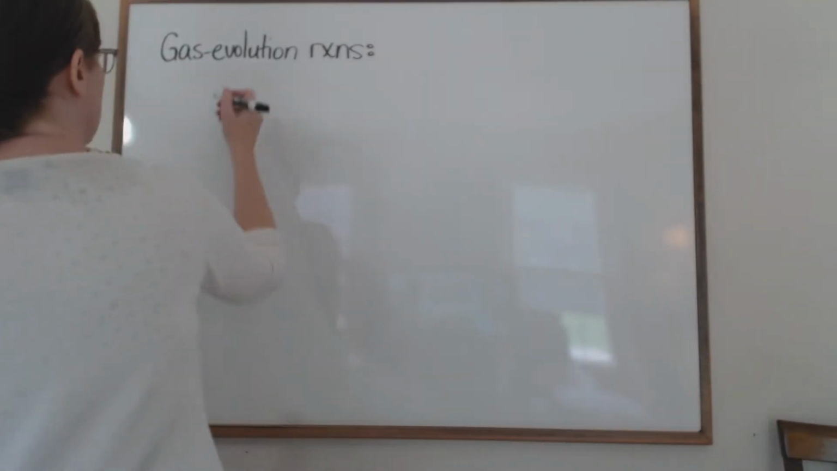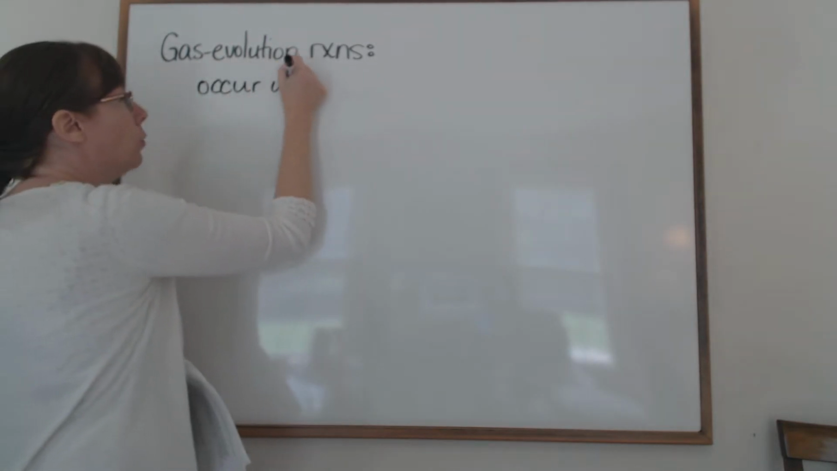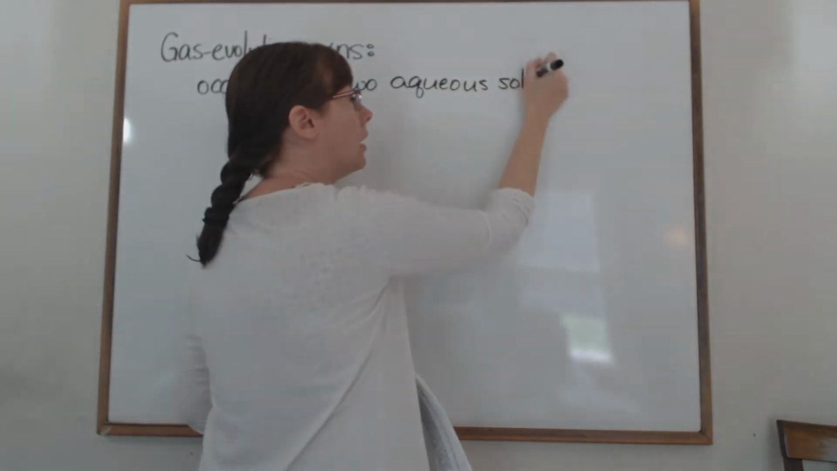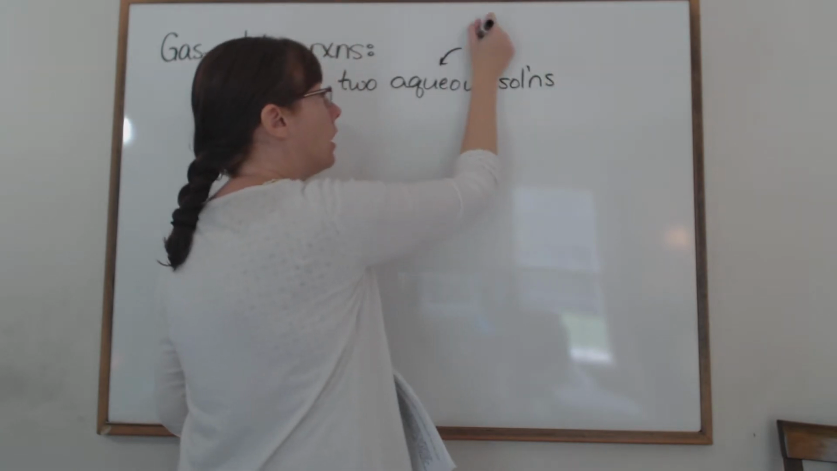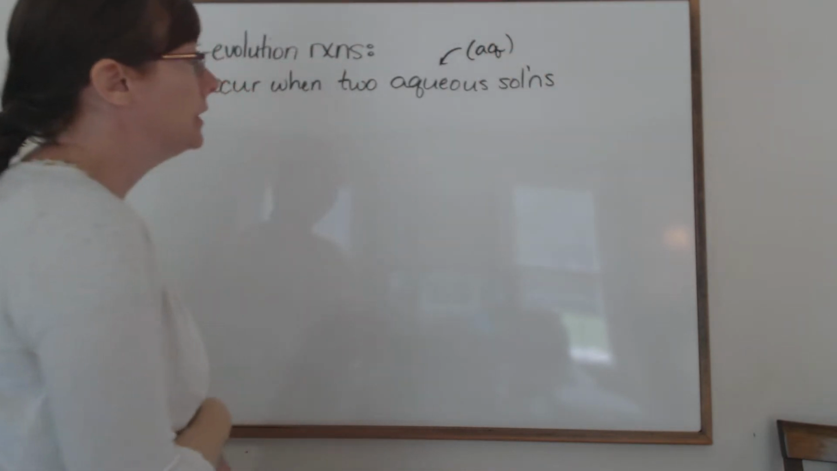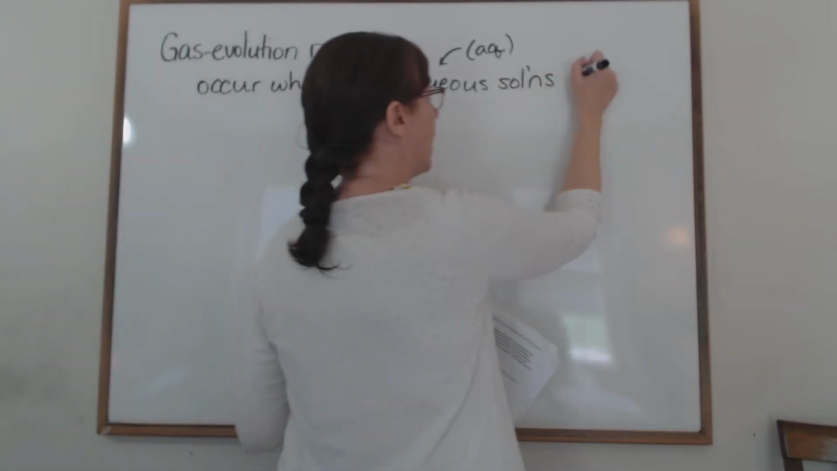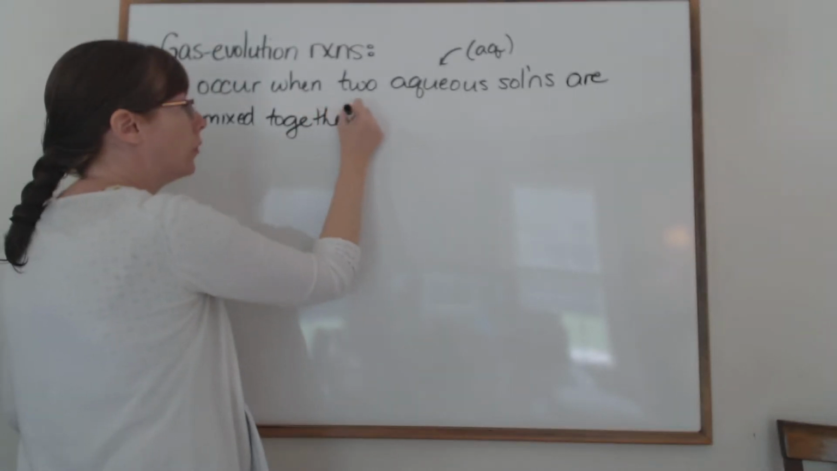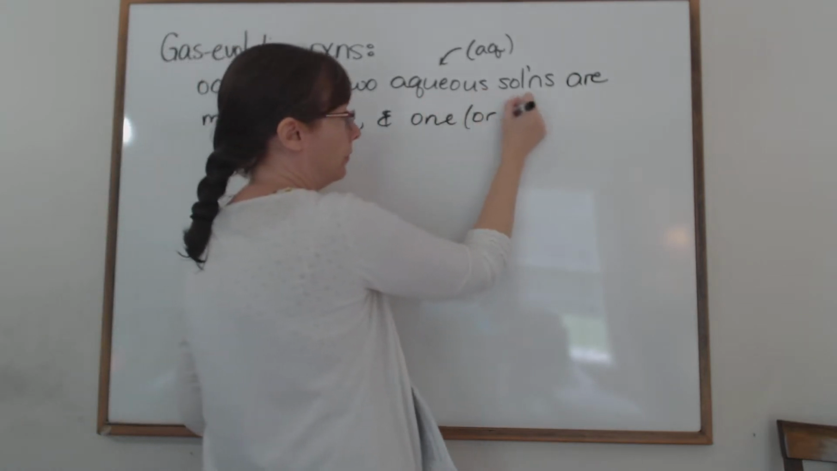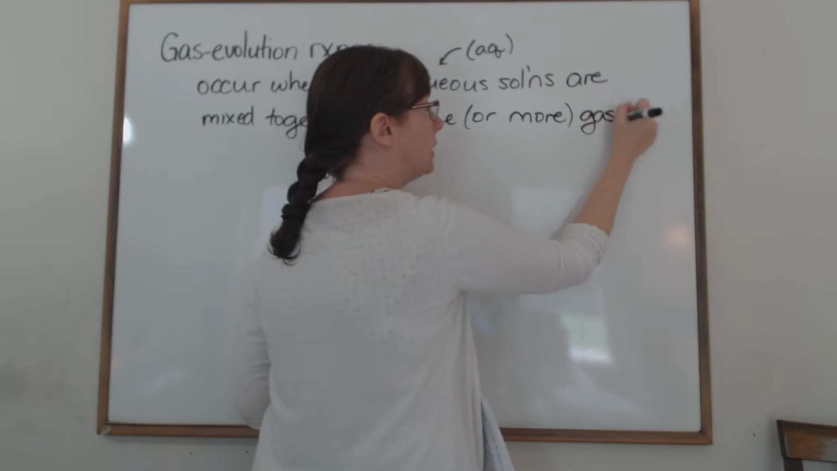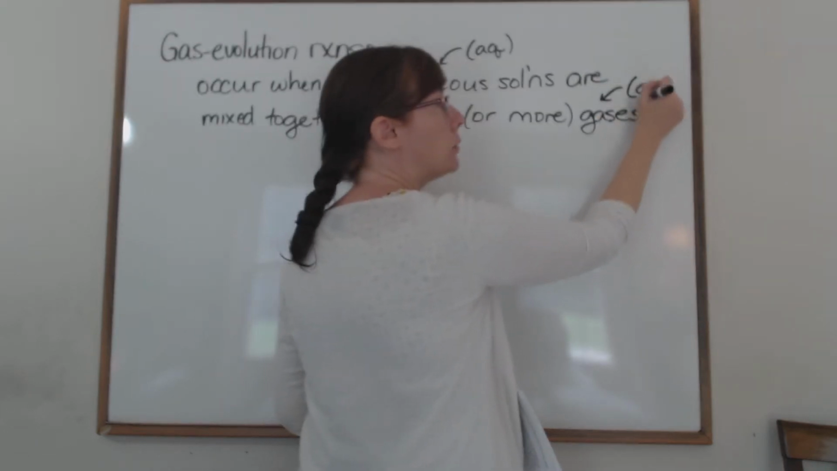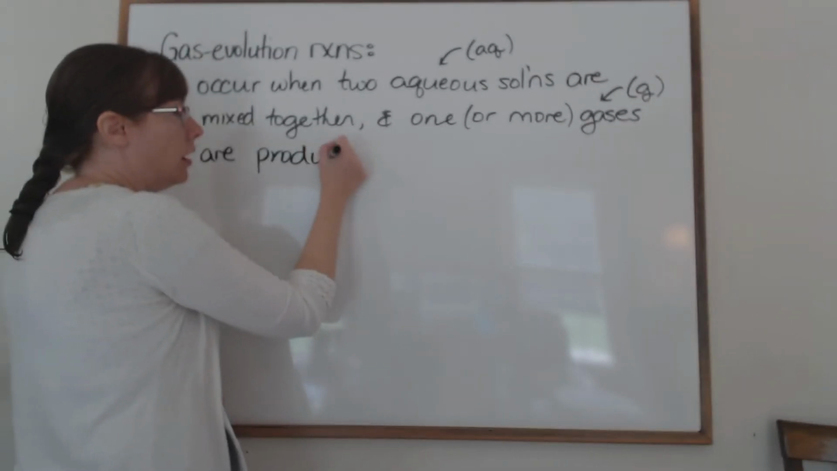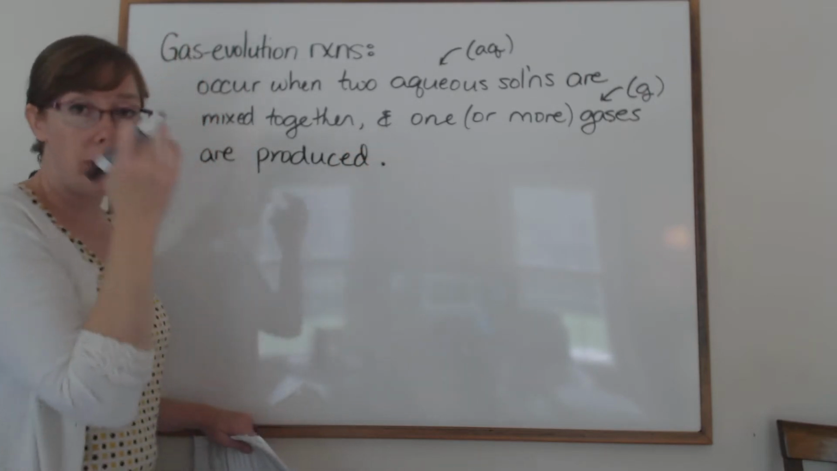So gas evolution reactions occur when two aqueous solutions, so these are basically solutions where the solvent is water, so something is dissolved in water, two aqueous solutions are mixed together, and one or more gases, and obviously a gas would have the little g phase label, are produced. Now, that's the definition of a gas evolution reaction.